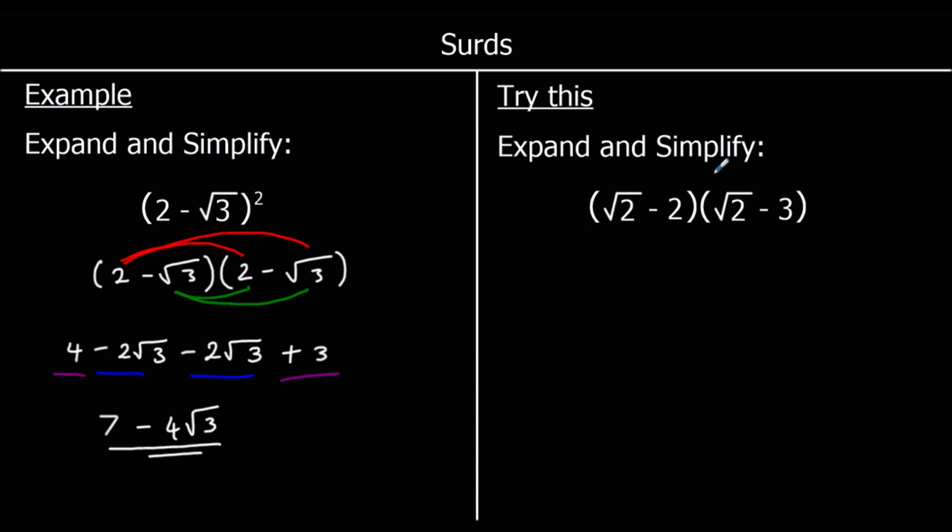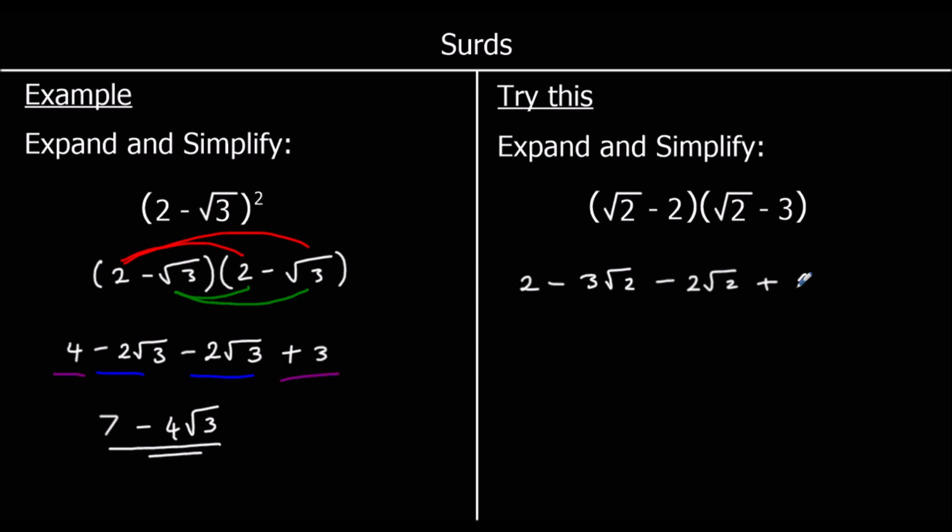Okay, so root 2 times root 2 is 2. Root 2 times negative, positive times a negative is negative. Root 2 times 3 is 3 root 2. We've got a negative times a positive next, so negative. 2 times root 2 is 2 root 2. And a negative times a negative, so positive.